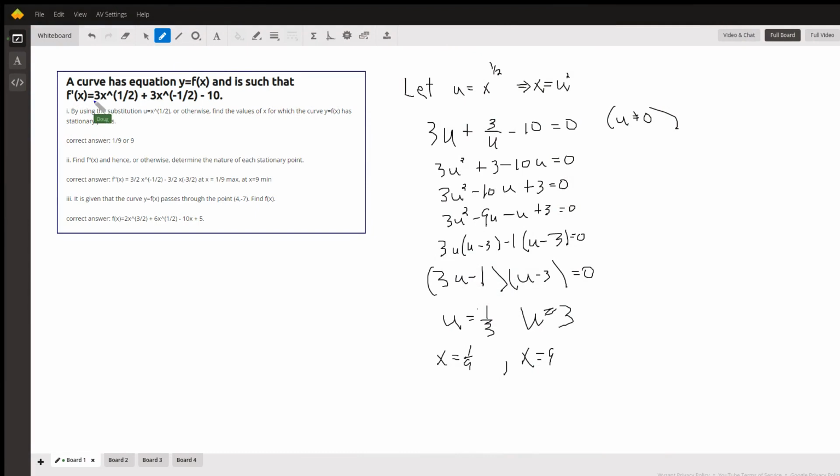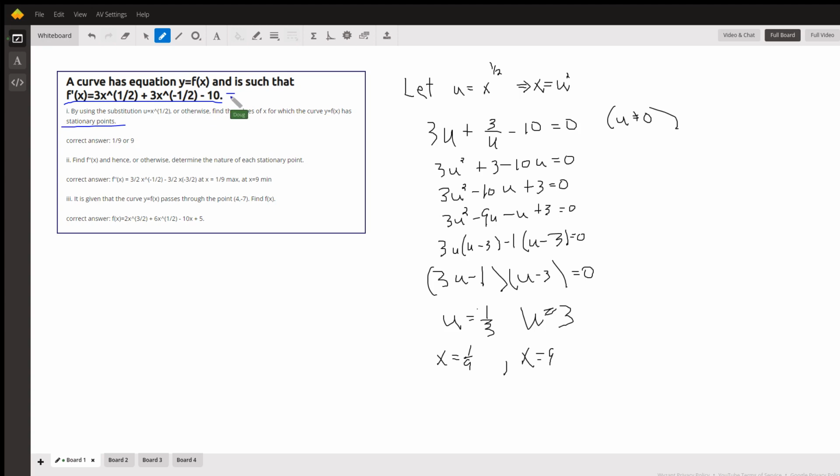Okay, you're given the formula for the derivative of a function f. That's the derivative right there. And we want to find out the critical numbers or the stationary points for the original function, which means when does the first derivative equal 0?